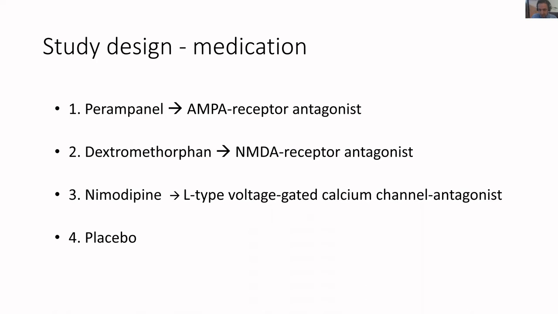Basically, perampanel is an AMPA receptor antagonist, dextromethorphan an NMDA receptor antagonist. These are the two main carriers. And then we used nimodipine, which has a completely different mechanism. It blocks the voltage-gated calcium channel. And then, of course, we had a placebo as well.